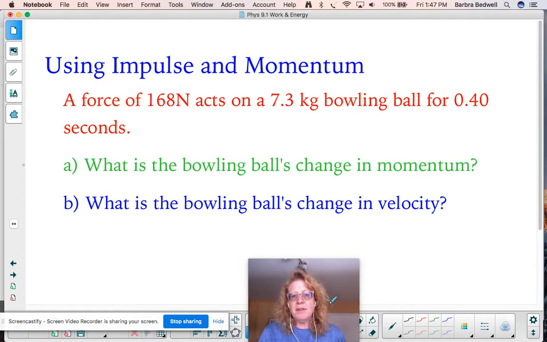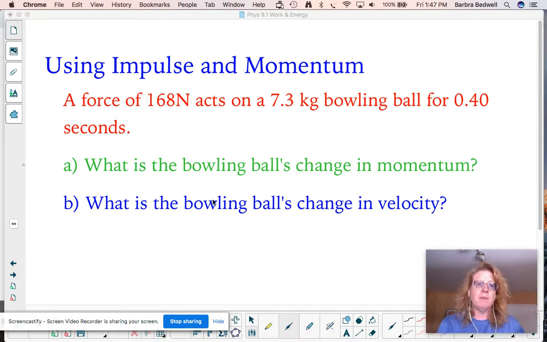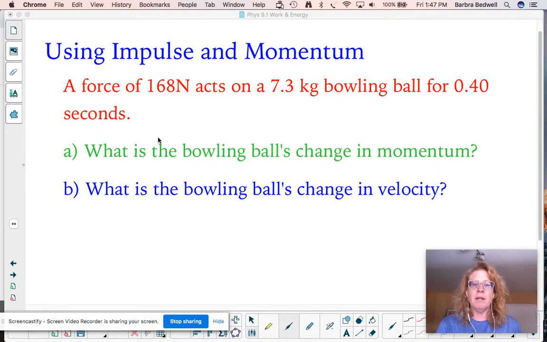So here's a couple of examples of how we would apply these. Again, these are just math problems in terms of making these things work. Many of you can hit pause at this point and practice these out. These are examples of how we would use the impulse momentum theorem to solve some math. So here we've got a bowling ball. We're applying a force to it for a certain amount of time. We've got 168 newtons of force, a 7.3 kilogram bowling ball, and 0.4 seconds.